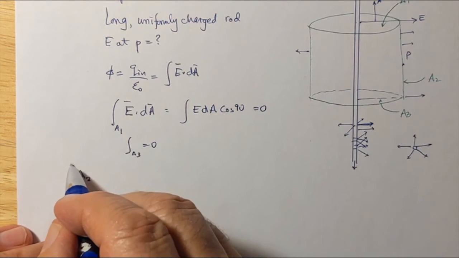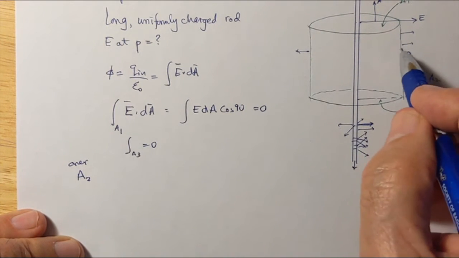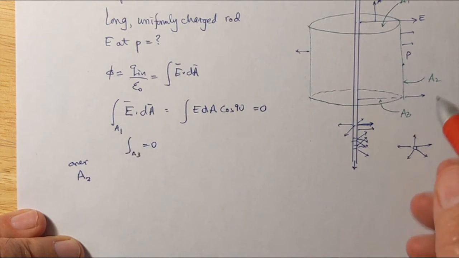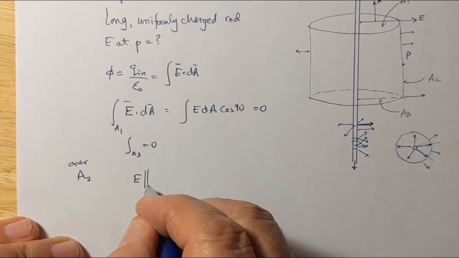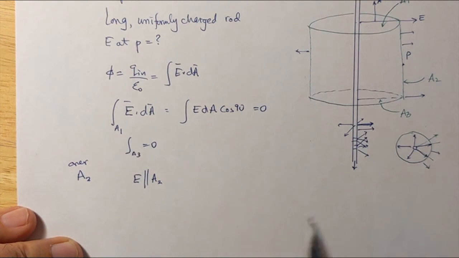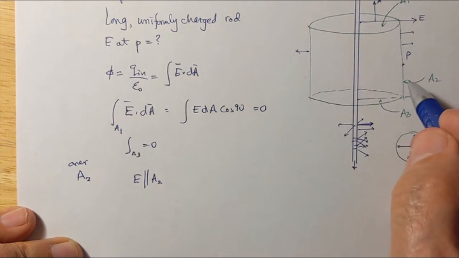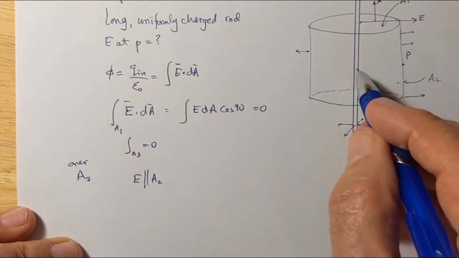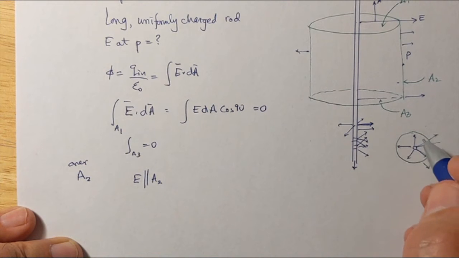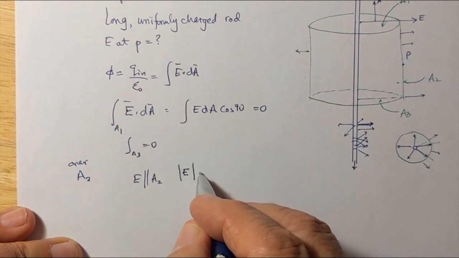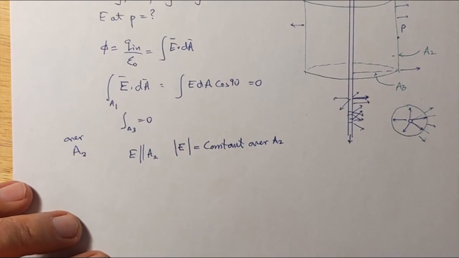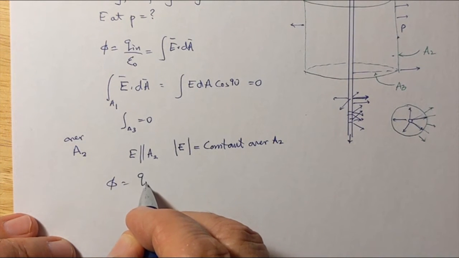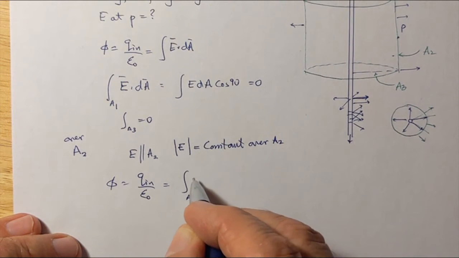Now, in the curved surface, over A2, the electric field is always pointing outwards, and the area is also always pointing outwards. If we consider a view from the top, that's our area. Area is also going to be pointing outwards, and the electric field is also going to be pointing outwards. And so our electric field is parallel to A2 at every point. Secondly, because our Gaussian surface, this curved surface A2, is at the same distance from the rod over the entire surface, every point on it is at the same distance, therefore the magnitude of the electric field has to be constant over A2, or at all points on A2. And so now we will say the flux is Q in over epsilon naught equals the integral over A2 of E dot dA.